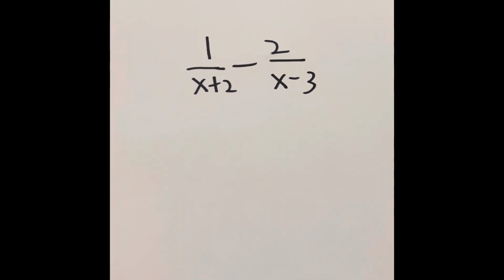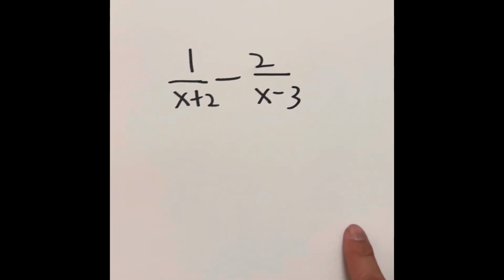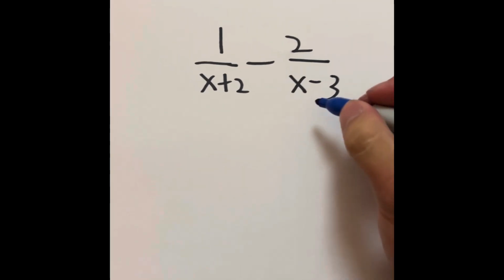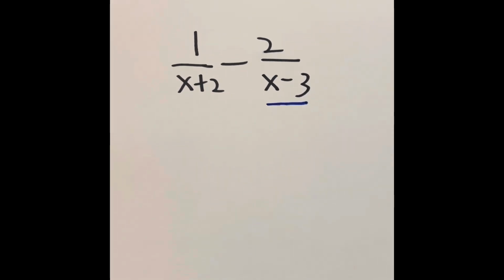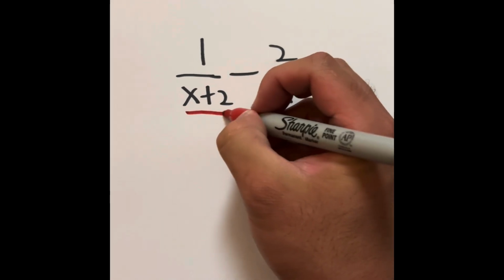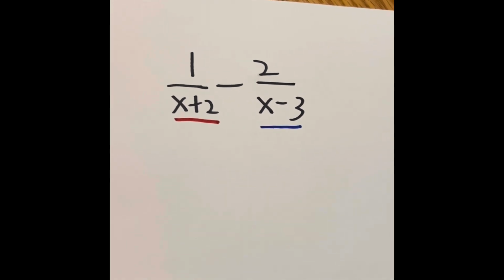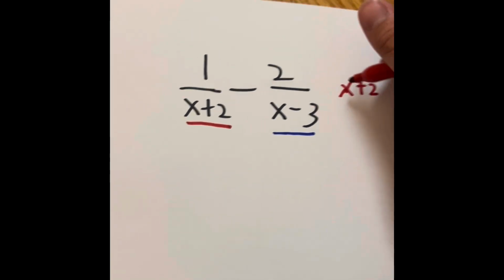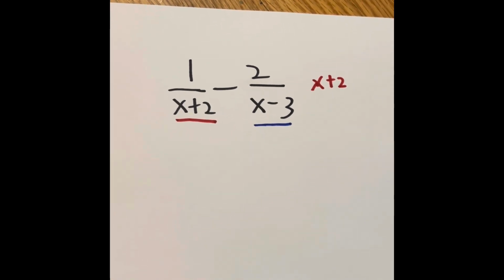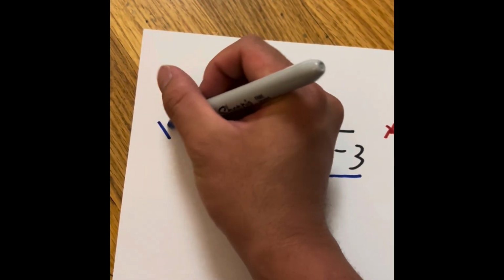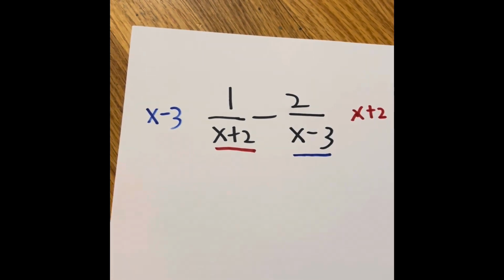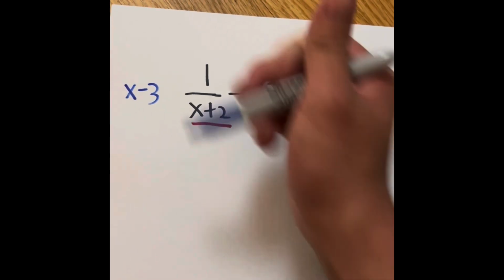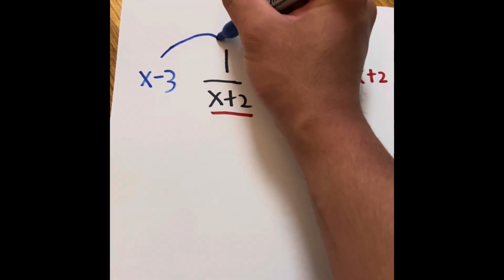So, this problem has us subtract the numbers. So what are we going to do? I'm going to color code. So this is blue, and this is red. So here's what happens. The x plus 2 is going to go right to the opposite of where I highlighted. For the blue equation, it's x minus 3. The x plus 2 is going to be multiplied to the number 2. And the x minus 3 is going to be multiplied to the number 1.